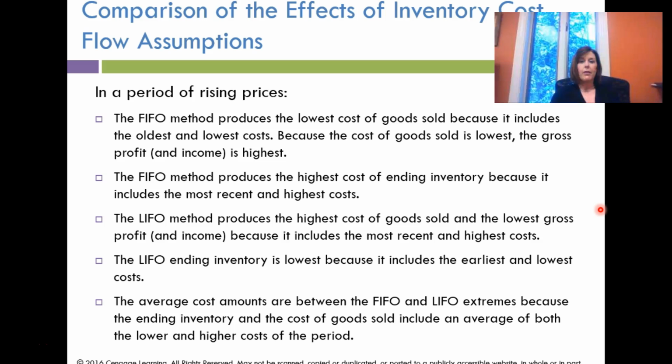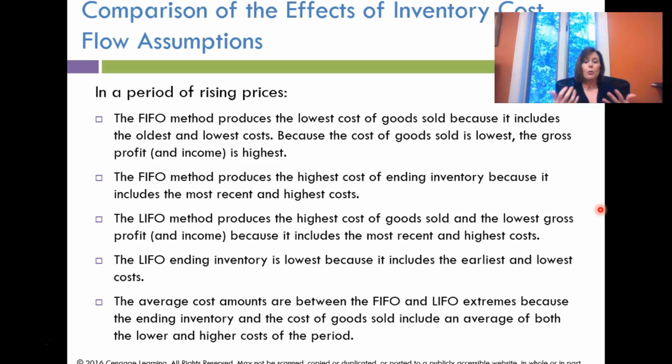So the FIFO method gives us the lowest cost of goods sold and therefore the highest gross profit because it is going to include your lowest costs. It's going to assume that prices are climbing. And for the most part, in most industries, prices do climb. Unless you're in something like technology where things are really expensive at the beginning and then the prices tend to drop, for the most part, most industry prices tend to climb.